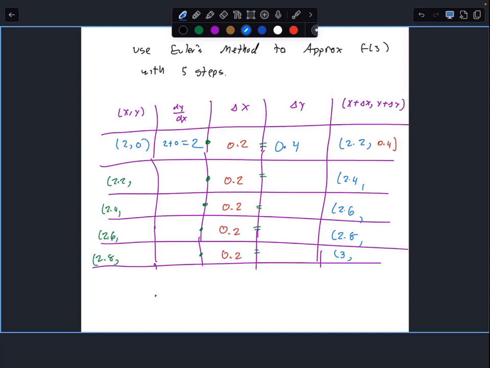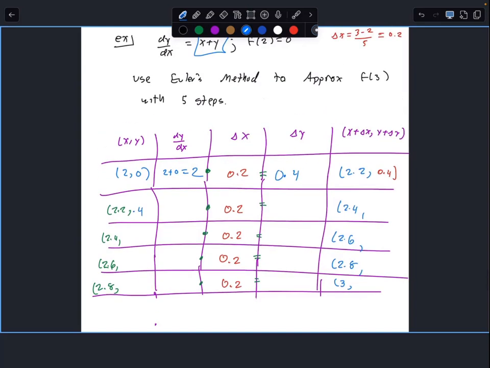And we're going to plug in our new values. So 0.4, 2.2, and plugging in 0.4 gives me 2.6. I'm just adding those two values together. Times 0.2 gives me 0.52. Adding my y's together, my delta y's, now gives me 0.92.